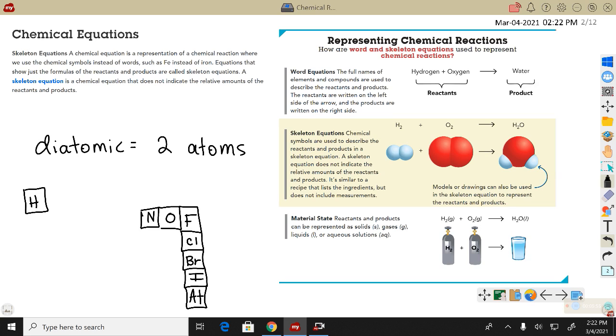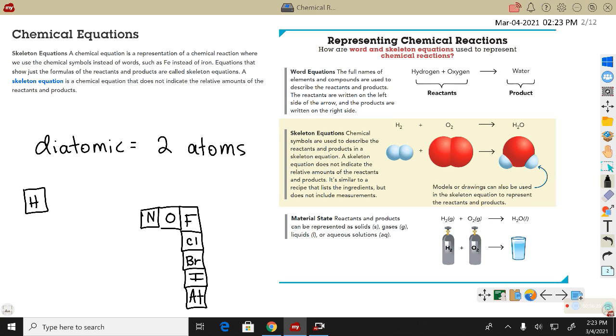So again, we might write it as symbols, or we might model it with particles. Hydrogen is a pretty small atom, so H2 would be 2 little hydrogen circles bonded together. O2 is 2 oxygen atoms bonded together. Oxygen's a small atom, but it's still a little bigger than hydrogen. And then H2O could be represented with 1 red oxygen and 2 small white atoms of hydrogen.